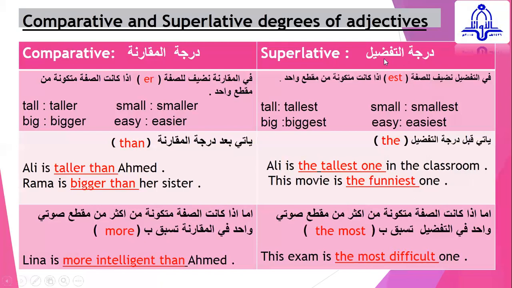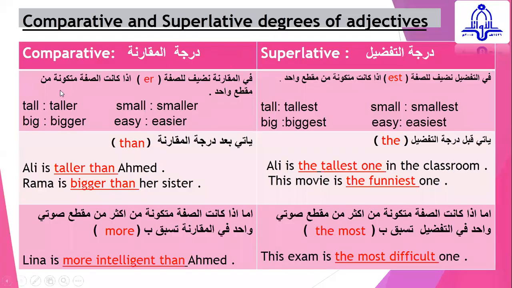وكذلك أيضا بالنسبة لدرجة التفضيل. إذا في المقارنة نضيف للصفة ER إذا كانت الصفة متكونة من مقطع واحد. For example, the adjective tall, tall, طويل. Here we have just one vowel letter, حرف علة واحد اللي هو ال A. إذا معنى ذلك أن هذه الصفة متكونة من one syllable sound. So when I want to make comparative, I will add ER to the end of the adjective. Tall, taller, أطول. Big, bigger, أكبر.